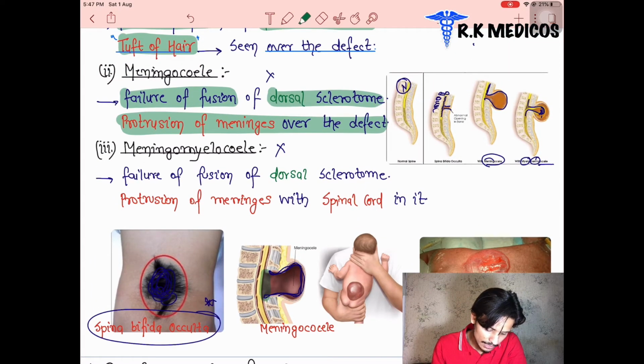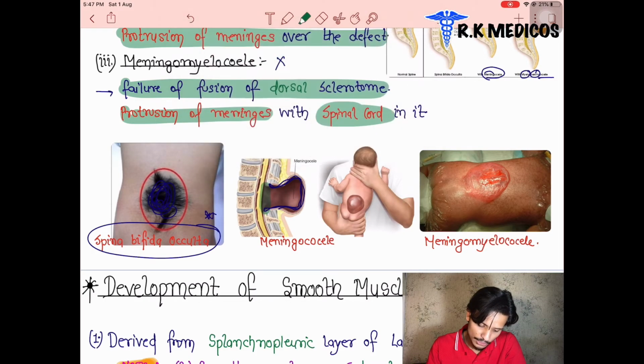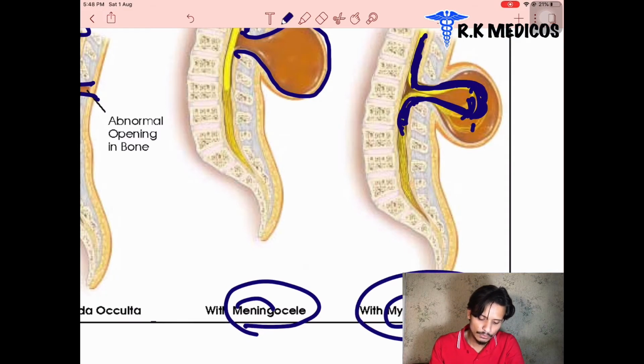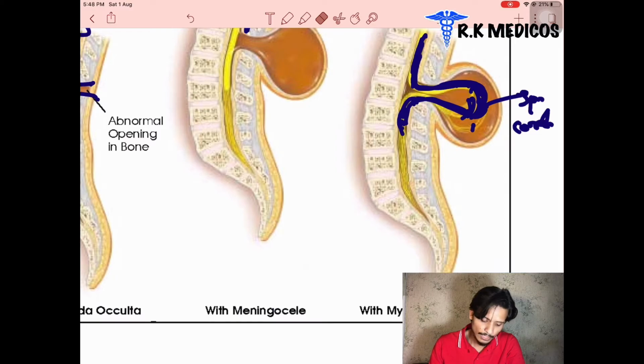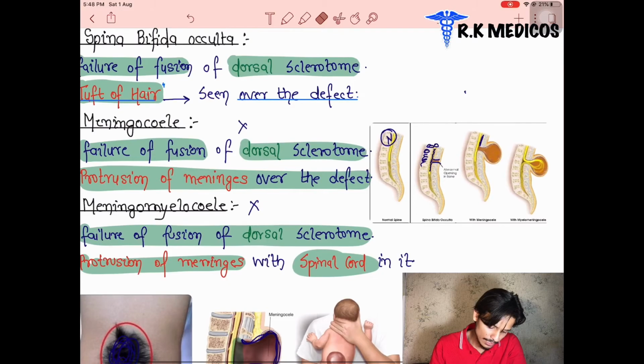There is again a failure of the dorsal sclerotome, and protrusion of meninges with spinal cord. The spinal cord is also coming outside. We can see in this picture, this is the spinal cord, also moving outside into the meningocele cavity. So this is called meningomyelocele because the spinal cord is present here. These three diseases are all associated with a defect in the dorsal sclerotome, so it is now easy for you to memorize them.